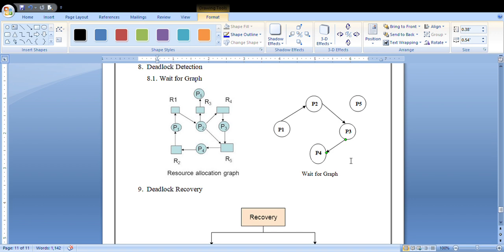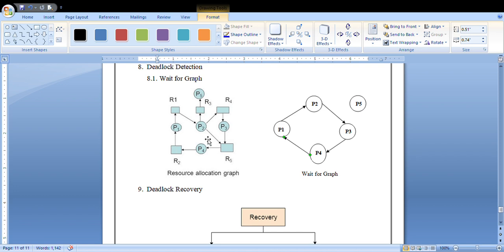Next, what is the next condition? Your P4 process is allocated R5, but P4 process is waiting for R2 resource, which is allocated for P1. So your P4 process is waiting for P1 process to release the resource.